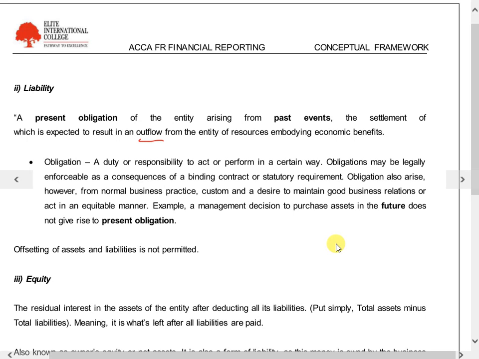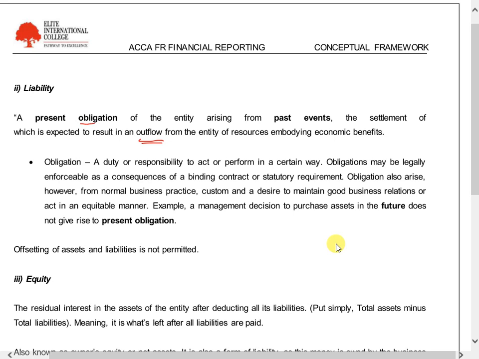One example, trade payable. Trade payable, we know, is a liability. So does it fit into this definition? Trade payable, I buy, I now have an obligation to pay. So that is a present obligation, 1 million. I have an obligation. Why? Because I bought it last week. If I were to settle this obligation, it will result in an outflow. That is the definition for liability.